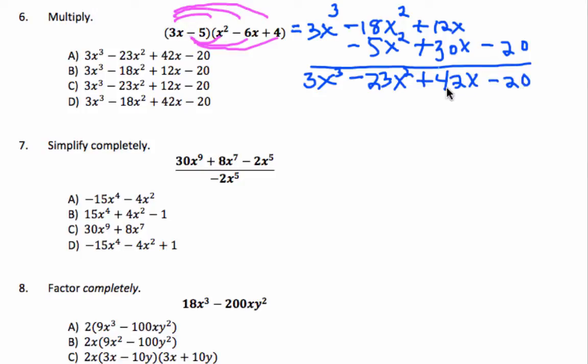So the final answer is 3x to the third power minus 23x squared plus 42x minus 20, and that corresponds to choice A.